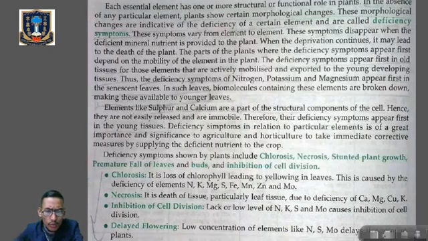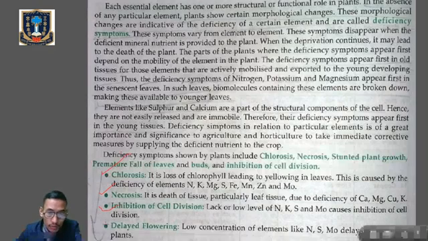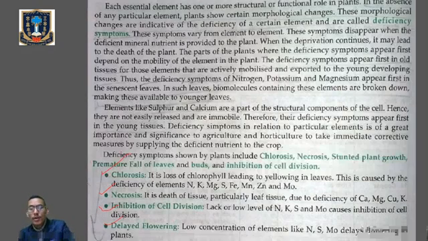First one is chlorosis, loss of chlorophyll leading to yellowing of leaves, which is caused by deficiency of elements like nitrogen, potassium, magnesium, sulfur, iron, manganese, zinc, and molybdenum. Then necrosis is the death of tissues or cells, particularly leaf tissues, due to deficiency of calcium, magnesium, copper, and potassium. Then inhibition of cell division occurs due to low levels of nitrogen, potassium, sulfur, and molybdenum. Then there will be delayed flowering, caused by low concentration of elements like nitrogen, sulfur, and molybdenum.